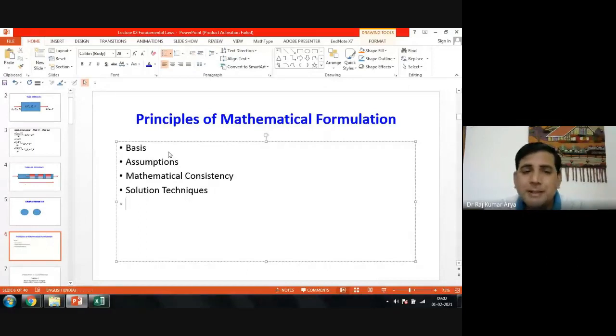Now, solution techniques. Once you have a model and a degree of freedom analysis, everything has been done. Now you want to solve it. Can you take any one of the techniques to solve it?